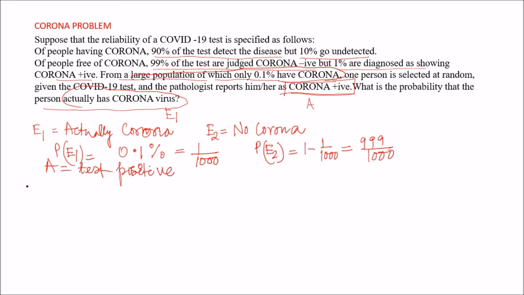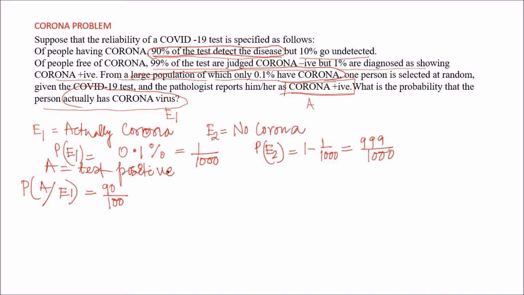A is test positive. Now, the probability of positive from when it has coronavirus is equal to how much? Again, let us read the question. Suppose the reliability of COVID test is specified as follows: people having corona, 90% test detect the disease. That means when there is disease, 90% is detection. That means this is corona positive and actually positive. So it will be 90 by 100.